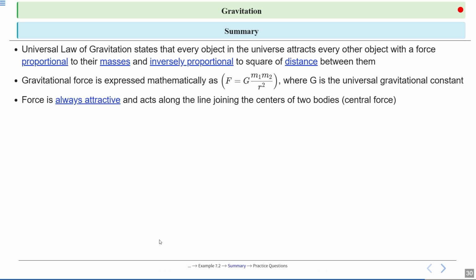An important characteristic of gravitational force is that it is always attractive. This means it pulls objects towards each other, and it acts along the line joining the centers of two bodies. This is known as central force.